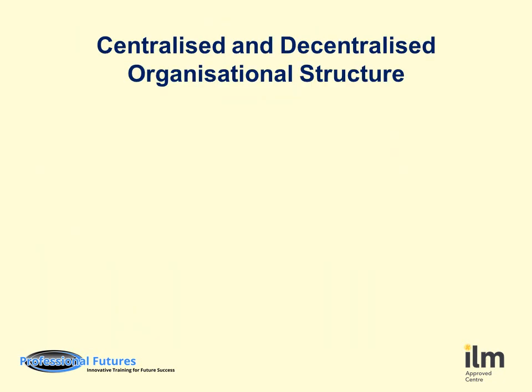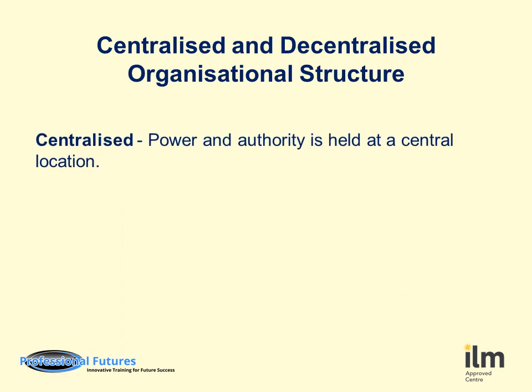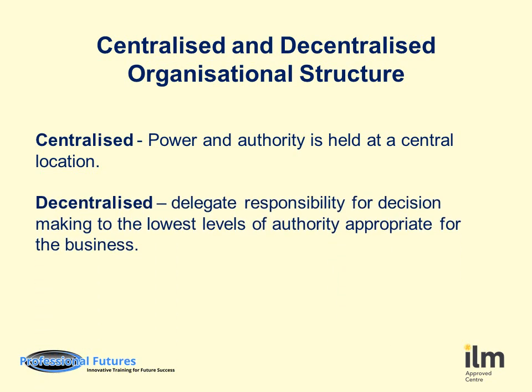Let's now look at centralised and decentralised organisational structures. So for centralised, there will be a head office and the senior management team will work from there. They will make the decisions, so the power and authority is held at a central location. For decentralised, they will delegate responsibility for decision making to the lowest levels of authority that work for the business, for example, local branches of a national bank.